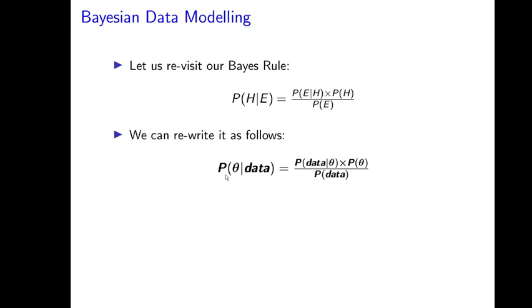We say that for the posterior probability, we replace the hypothesis with the symbol theta and the evidence with our data. So the probability of theta given data is equal to the probability of the data given the parameter theta, times the probability of theta, which is the prior probability, divided by the probability of the data itself.